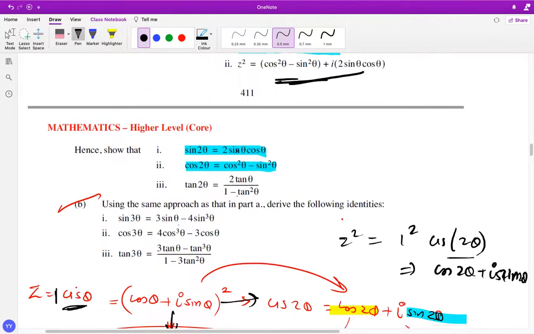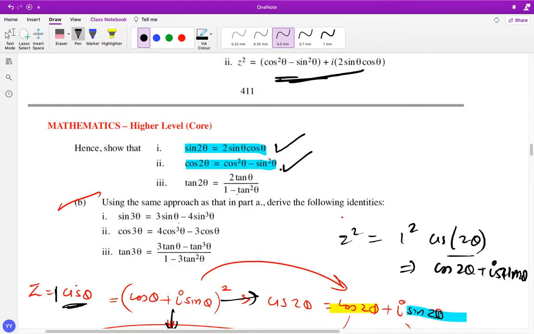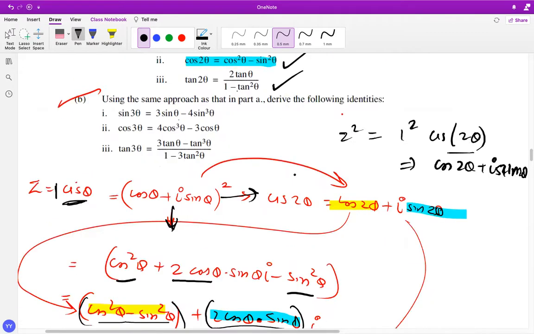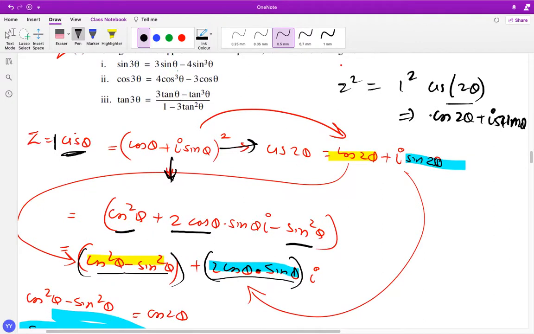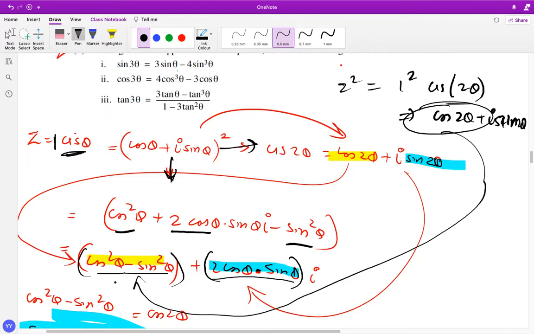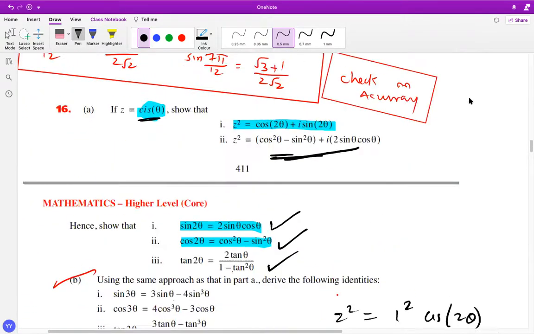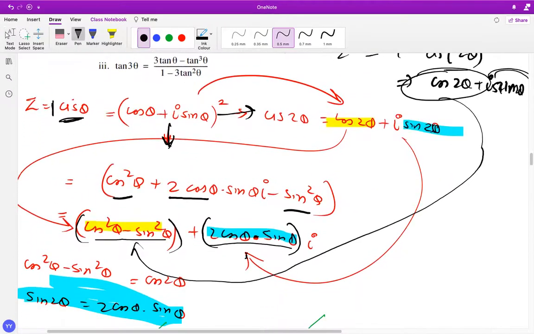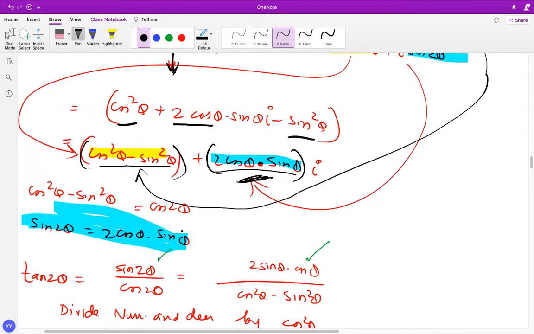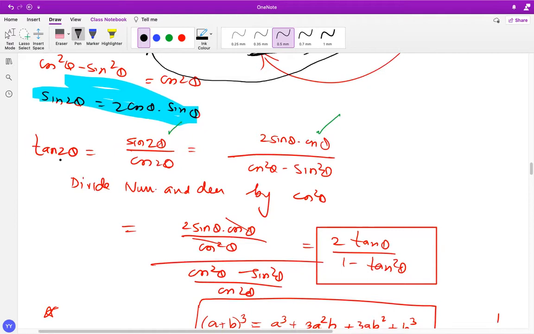And now this is that hence show that sine 2 theta is this, cos 2 theta is this, and tan 2 theta is this. So now since we got the real part of the complex number is cos 2 theta, that must be equal to this, which is cos square theta minus sine square theta. And sine 2 theta, which we got here, is basically the imaginary part. So imaginary part must be equal to this. So what happened is that if you equate the real part with real part and imaginary with imaginary, you get the desired simplification.